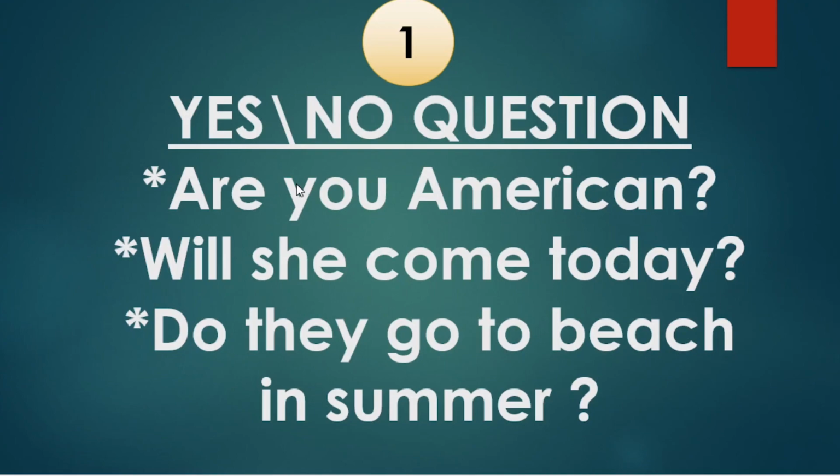And of course, you can have this answer as a short answer by saying yes for the first question, or no, she won't for the second, or yes, they do for the third one. And of course, you can have the complete answer: yes, he is American, no, she won't come today, or yes, they go to beach in summer.